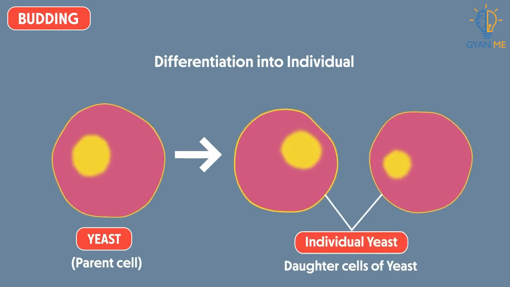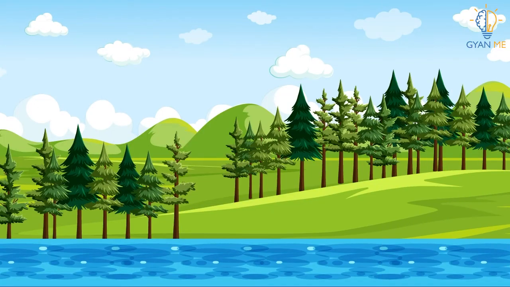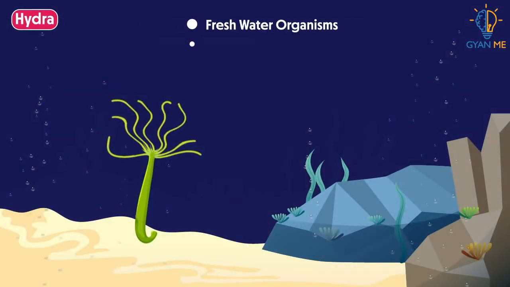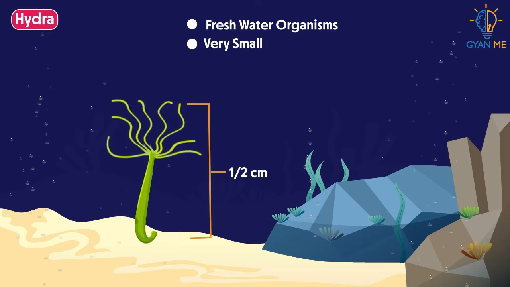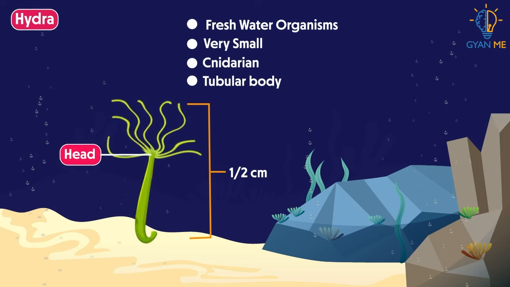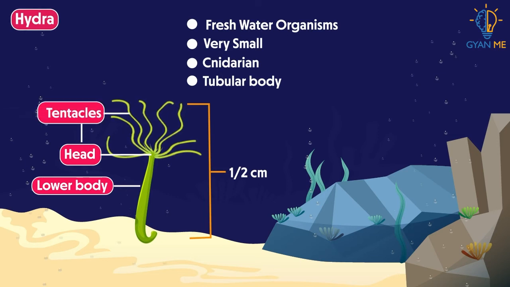Now let's take a look at what's happening in hydra. Hydra is exclusively a freshwater organism, very small, just half a centimeter long. It is a cnidarian having a tube-like body structure that is made up of a head and the lower body. The head is composed of tentacles and a distal end, and there is a foot at the opposite end of the body.